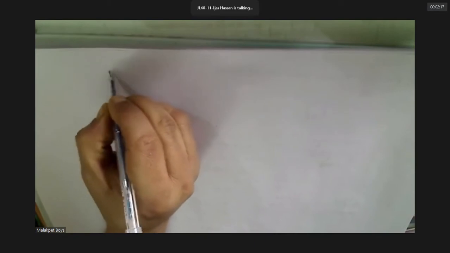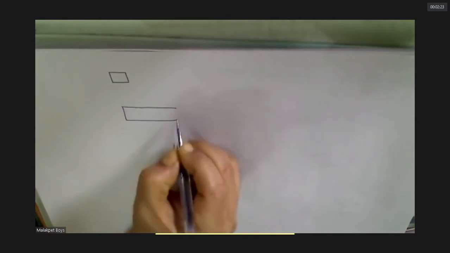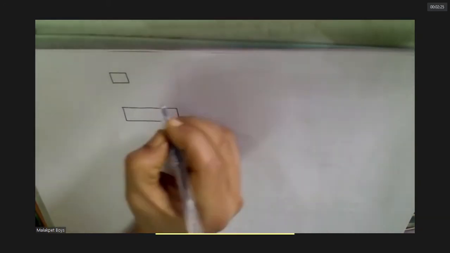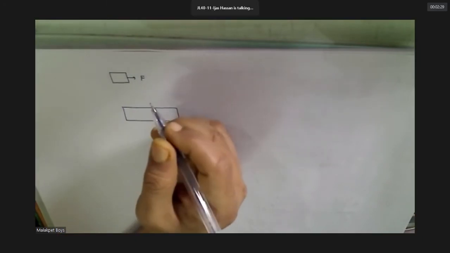Right. Now we are discussing these things. There is a block over here, block on block, and we are applying a force over here. Because the force is applied here, there will be a friction.